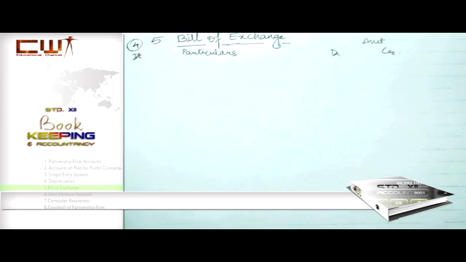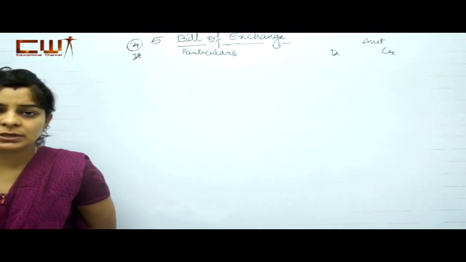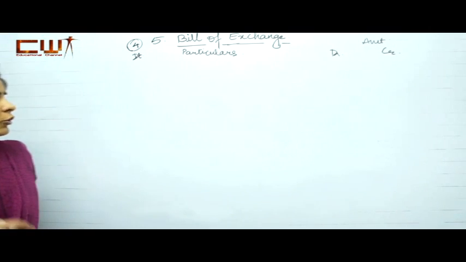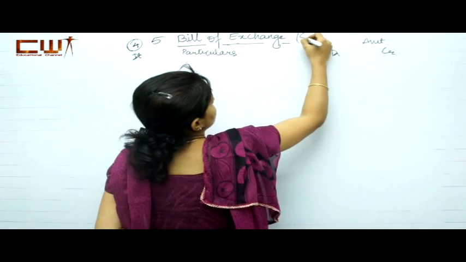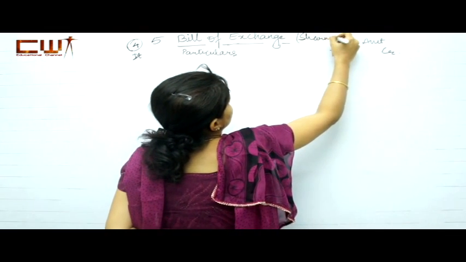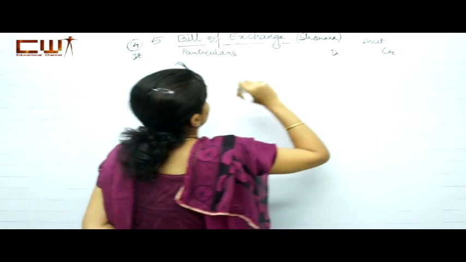Verma honors the bill. Alright, so you have to give journal entries and show Verma's account in the books of Sharma. So you have to pass the journal entries in the books of Sharma and make Verma's account in his books only. Alright, so we are doing the entries in the books of the drawer.